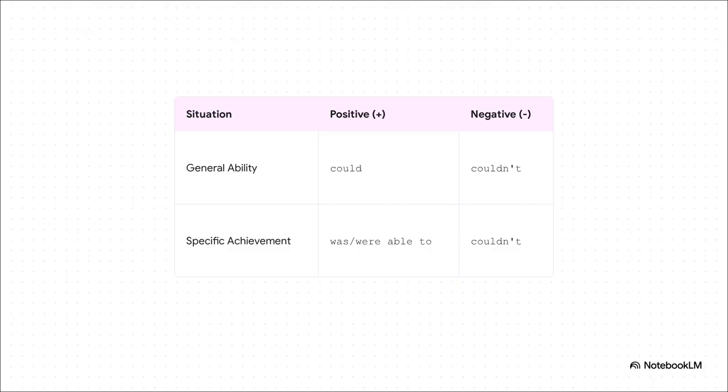But check this out. This is the really cool part. Look at the negative sentences. Couldn't works for everything. You can say, my grandmother couldn't dance, which is general, and he couldn't put out the fire, which is specific. So this whole managed to rule only matters for positive sentences. Kind of weird, right? But super useful to know.